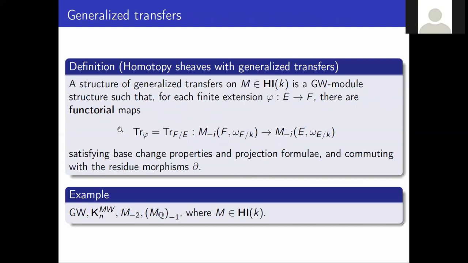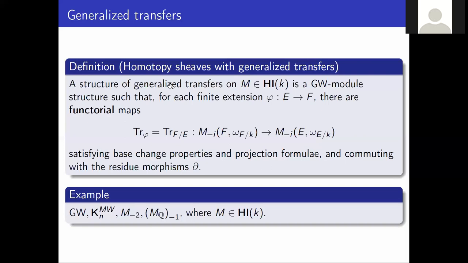I hope it serves as some kind of introduction to this definition. Like I said, there are many definitions for transfers. In 2011, Morel defined what he called generalized transfers, which is some kind of axiomatization of transfers. My definition here is slightly different from Morel's, but the idea is basically the same. If you consider M a homotopy sheaf, then we see that it has a structure of generalized transfers.